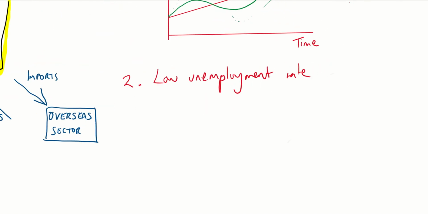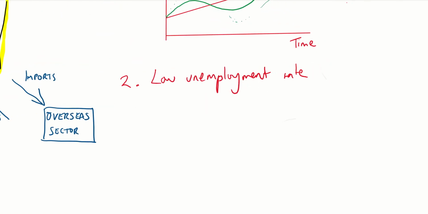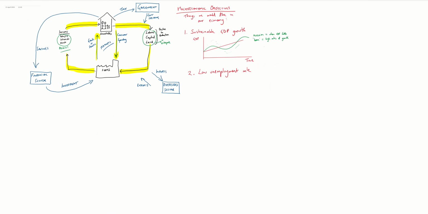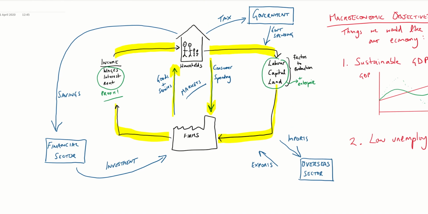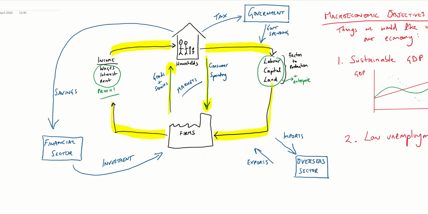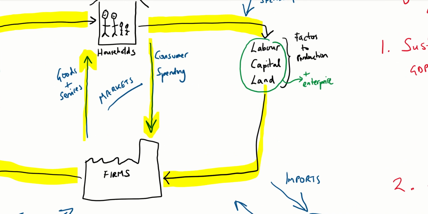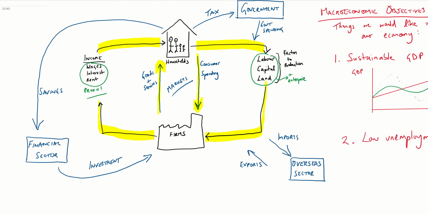The next thing we'd like to see is a low unemployment rate. So you'll remember from the last video that unemployment happens when you have households who are unable to find any firms to use their labor. There are households that have labor, but for whatever reason, the firms in the economy just don't want to use their labor at this point in time.